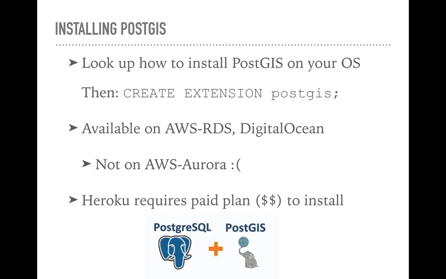Installing PostGIS, I can't really explain every possibility in one video. It depends on your operating system. Then once you get into Postgres, you can run CREATE EXTENSION postgis in the SQL command. It's an option already if you have a database in the cloud on AWS's RDS service or on DigitalOcean's database service. It's not available on AWS Aurora or on the free plan on Heroku. You have to get a higher end plan on Heroku before it lets you install PostGIS.